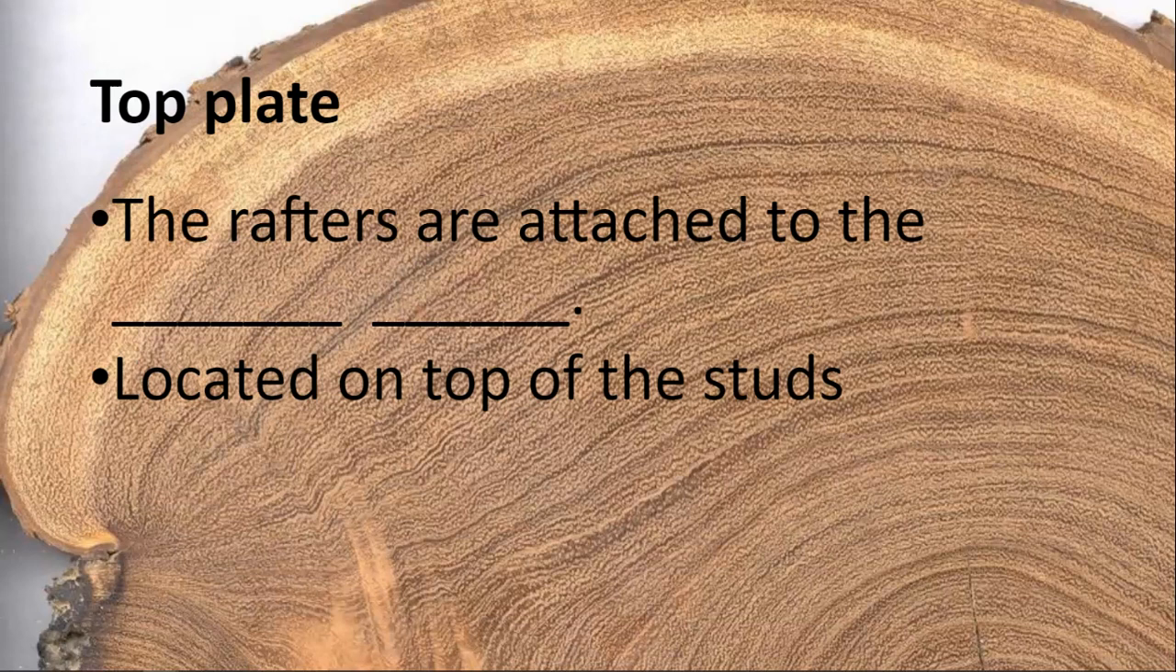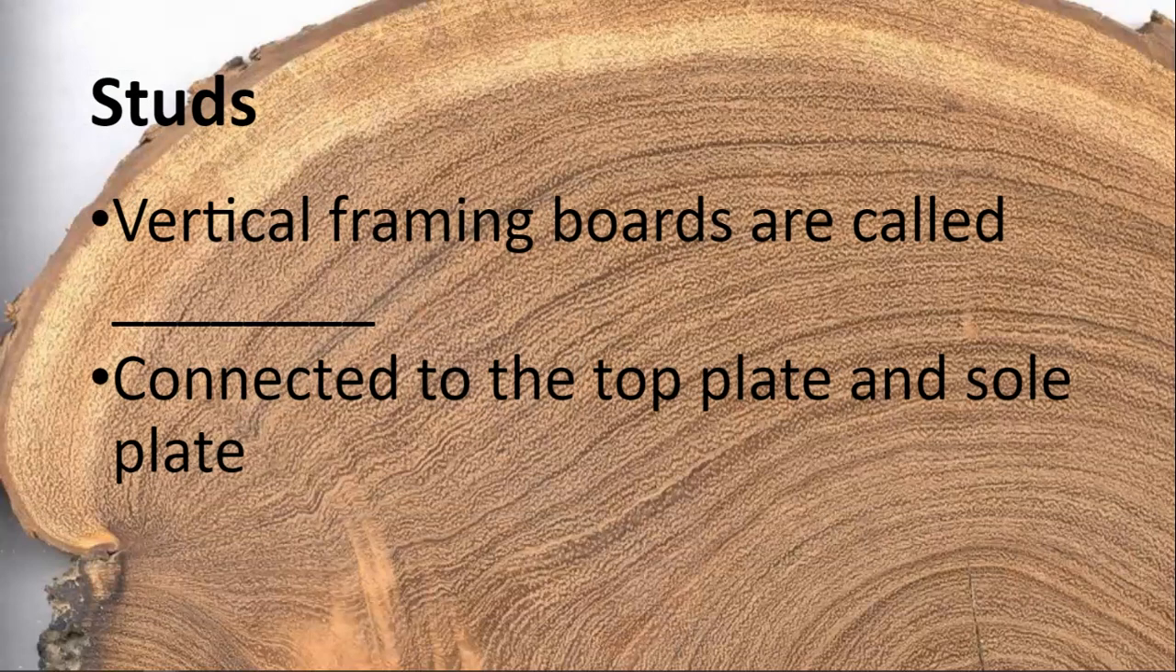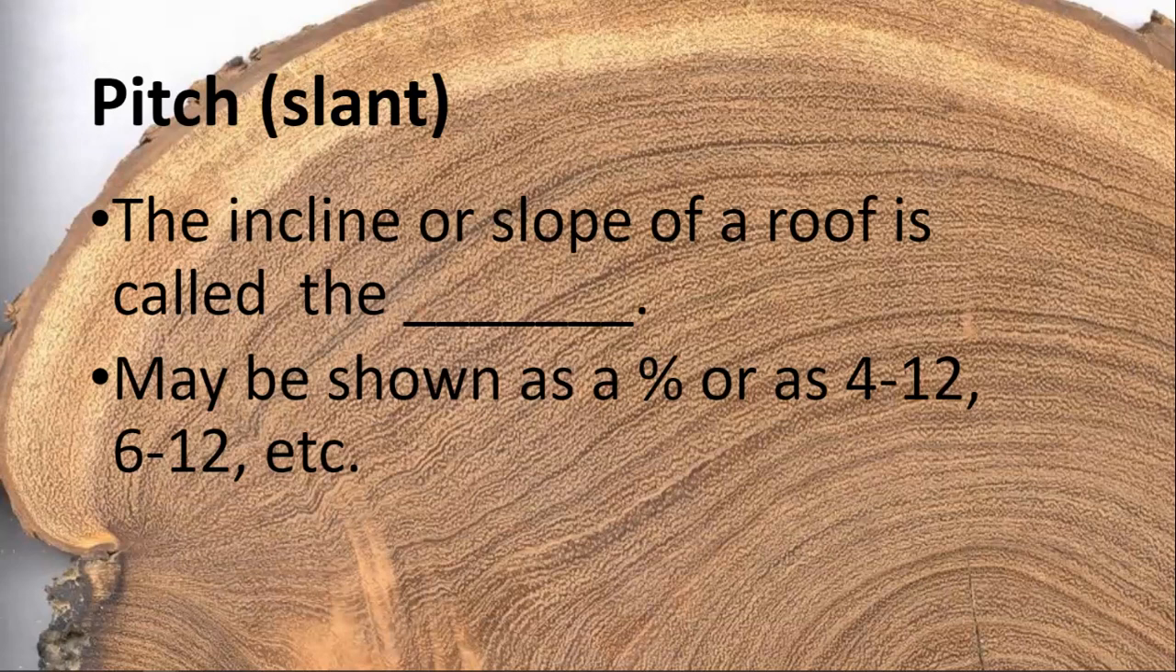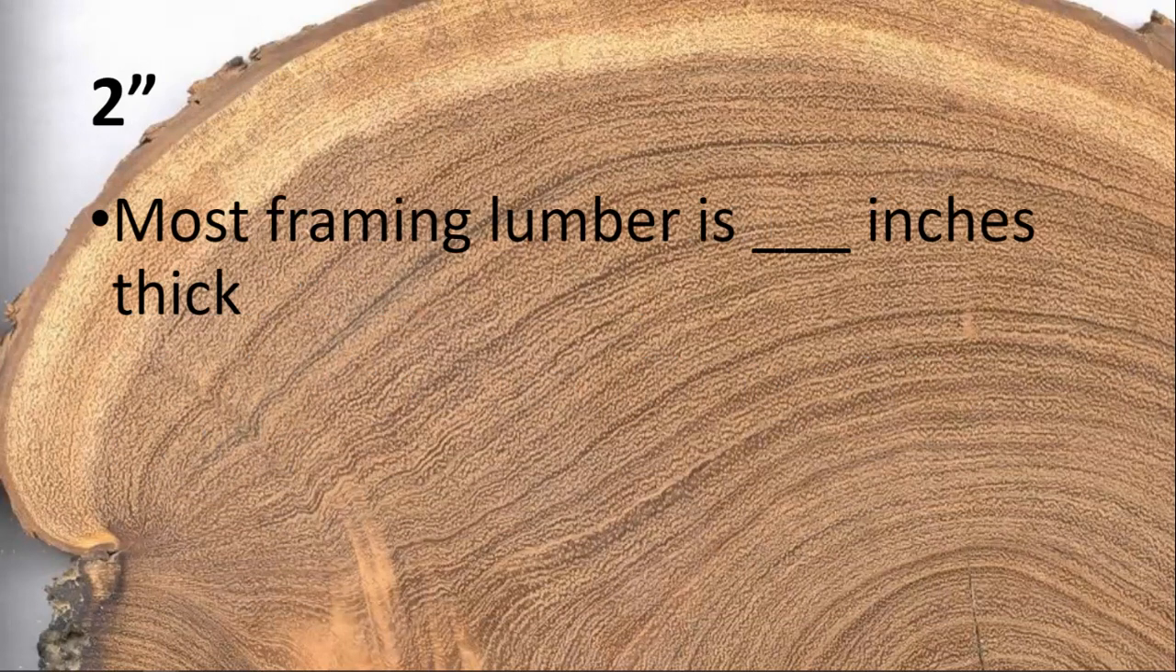The top plate is going to be located at the very top of our wall. So on your wall segment, bottom is going to be a sole plate, and then you're going to have studs that run vertically in between that and the top plate. So studs, vertical framing boards. And then finally, you're going to have rafters, and they get attached on top of your top plate. How steep your roof is called pitch.